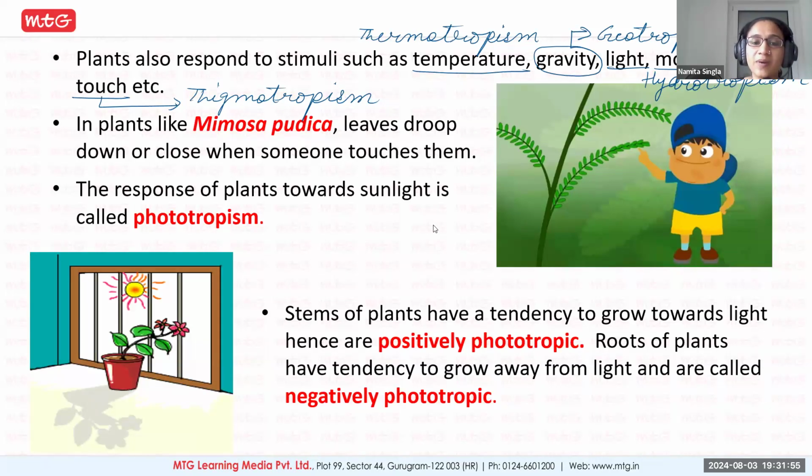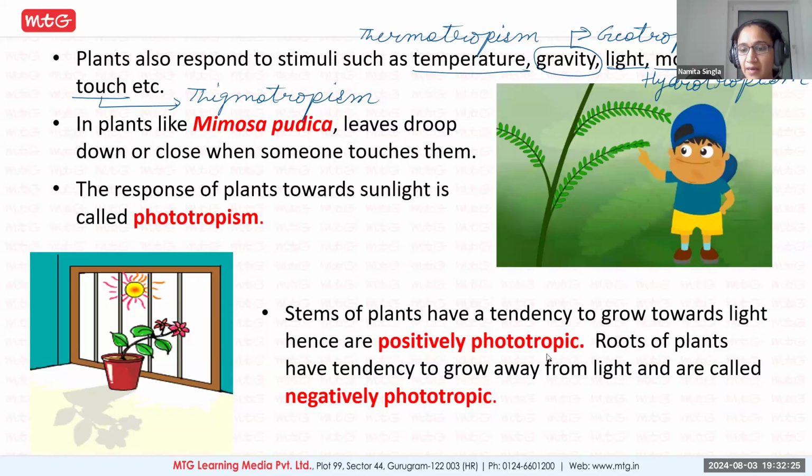The response of the plants towards light, sunlight, is called phototropism. Photo means light, tropism means movement or response. So this simple experiment you can do at home also. See this thing shown in the picture. The plant pot which is present near the window. See the shoot of the plant, the flower, the leaves. They are bending towards the sunlight because they show response towards the light. They move towards the sunlight, and this is a positive response. So we say positively phototropic.